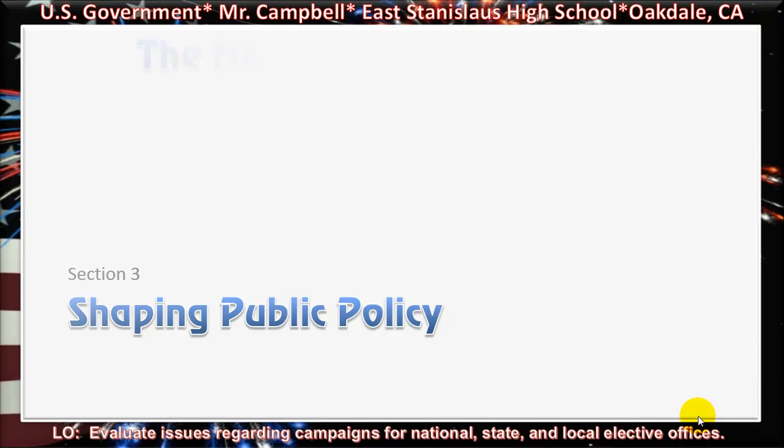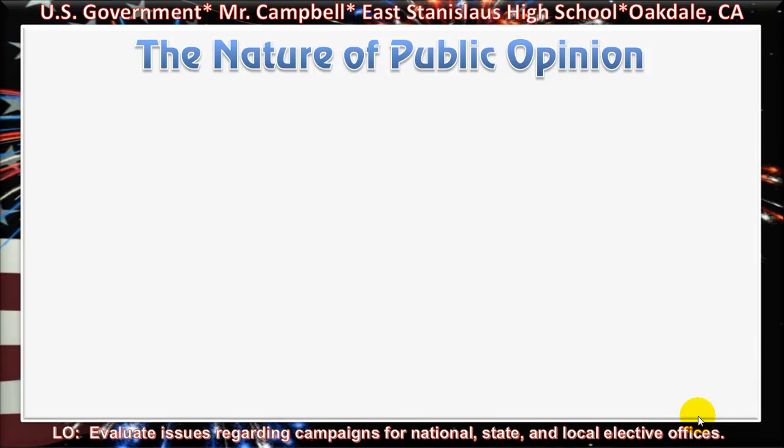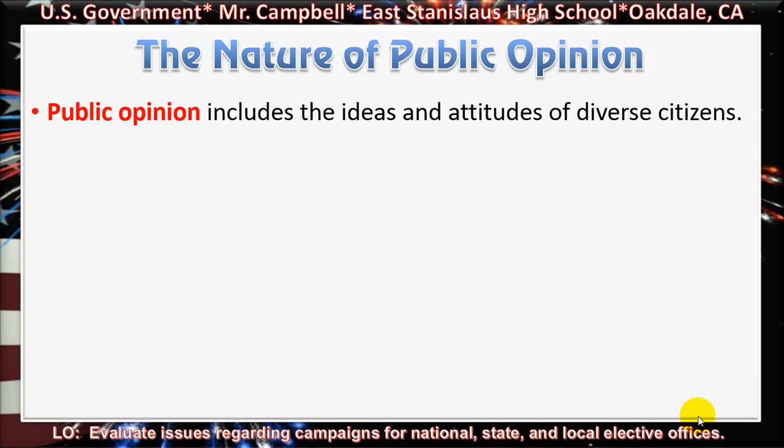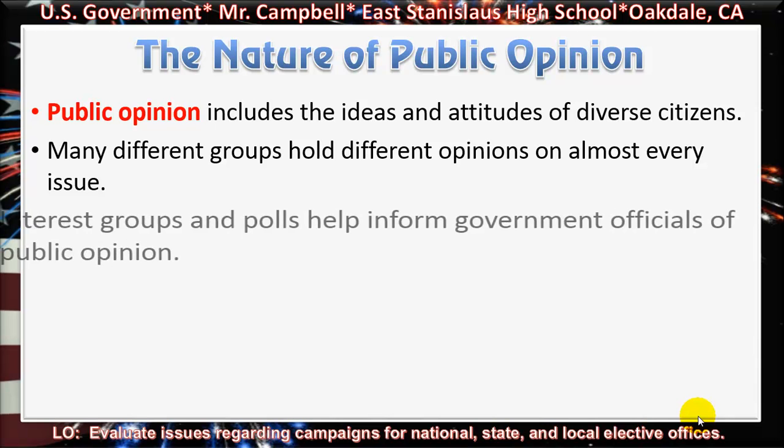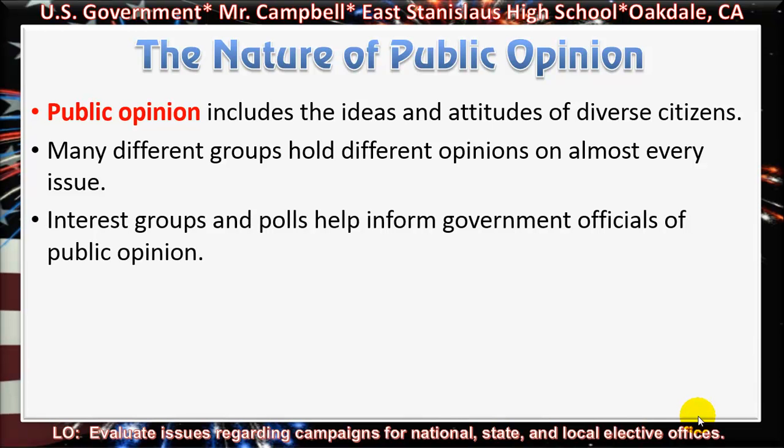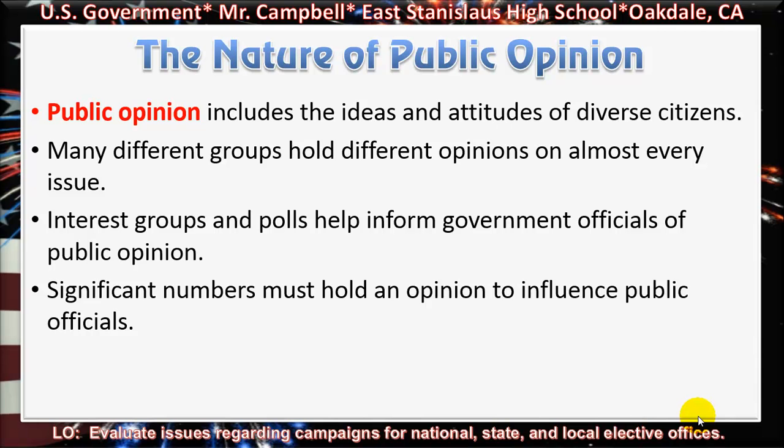Shaping public policy. The nature of public opinion. Public opinion includes the ideas and attitudes of diverse citizens. Many different groups hold different opinions on almost every issue. Interest groups and polls help inform government officials of public opinion. Significant numbers must hold an opinion to influence public officials.